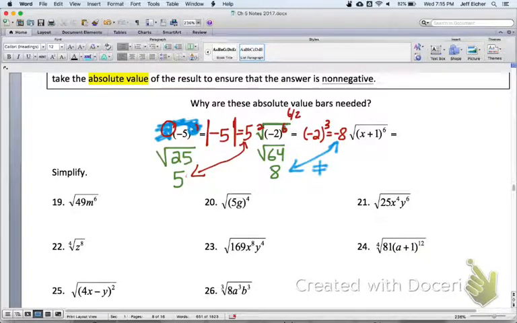So how do we fix that? We use absolute value bars. The absolute value of -8 equals 8.